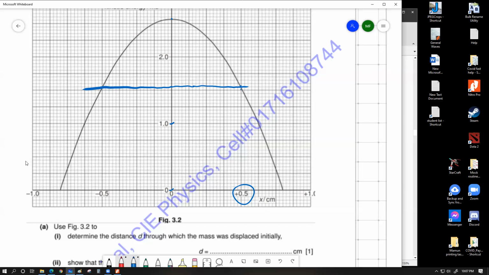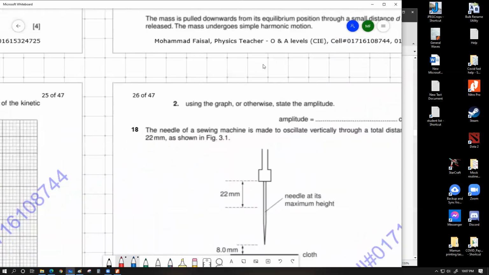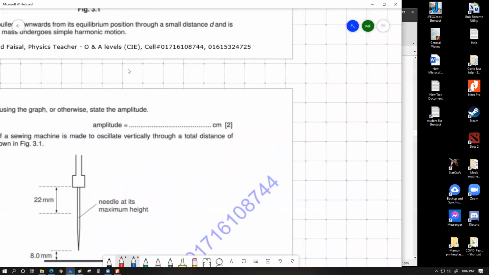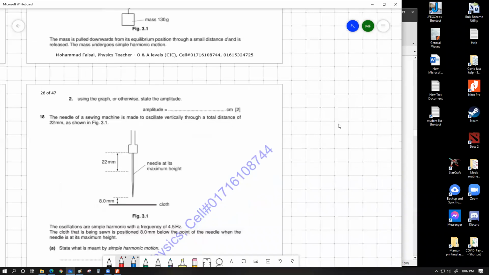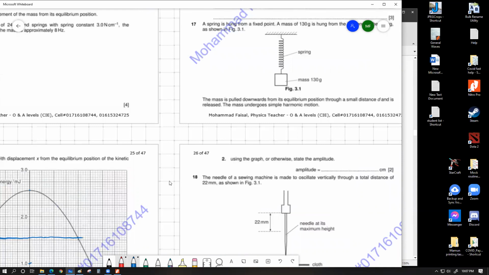Now, if you wonder how this can be done otherwise, what is the otherwise process? The otherwise process is very simple. Let me show you. This question has already given us the mass of the oscillating system. Have a look. The figure gives us the mass of the oscillating system, 130 gram.